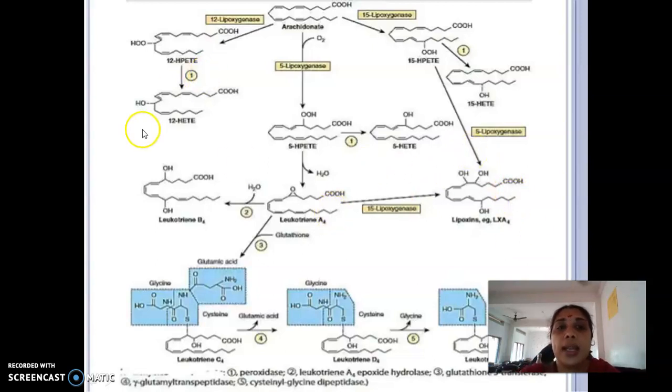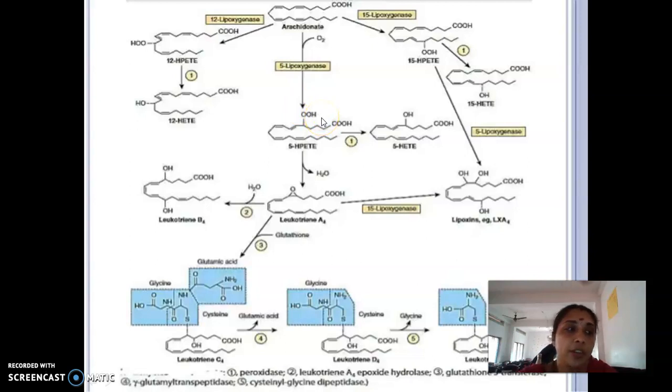Okay, and this is a catabolic product. 5-HPETE can be acted upon by peroxidase enzyme to give 5-HETE. That is hydroxy eicosatetraenoic acid. The hydroperoxy group is removed. Okay, so that is how the leukotrienes and lipoxins are synthesized.